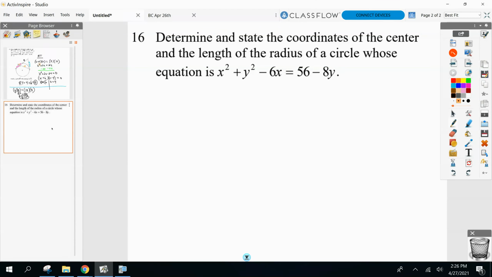All right, so we got to find the center and radius. Right now it's in standard form. I need to complete the square to make it into center radius form. First step, make sure all your x's and y's are on one side of the equal sign and they're together. So first thing, add that 8y over.